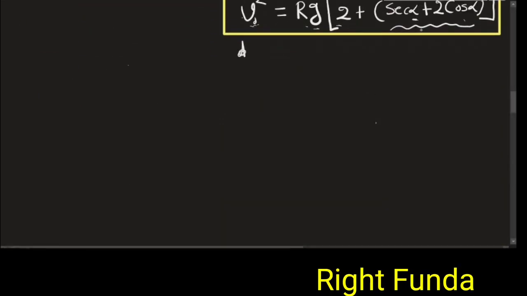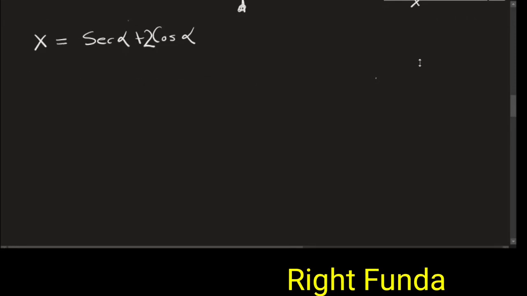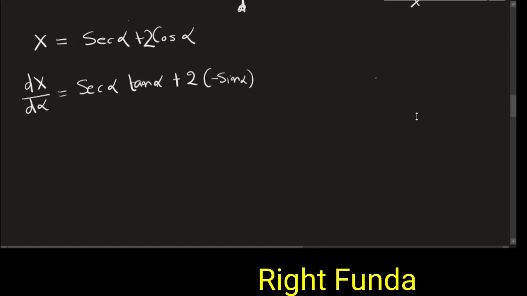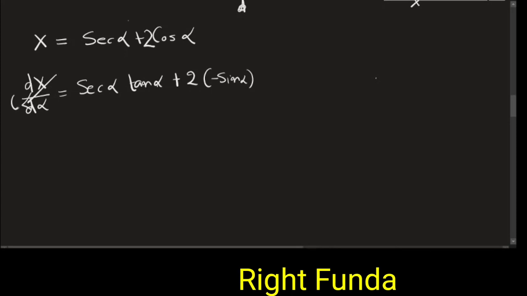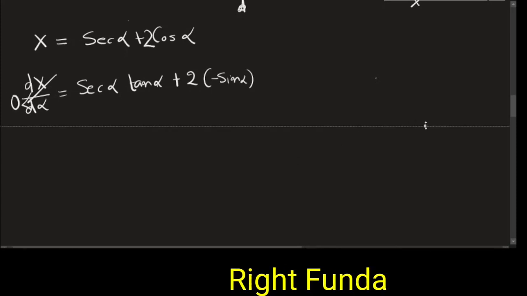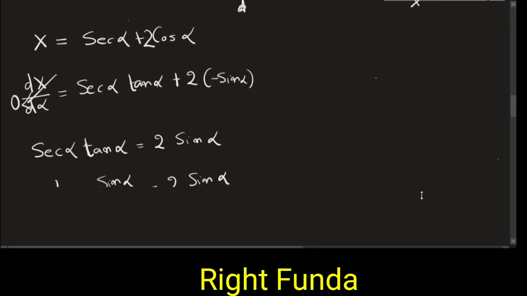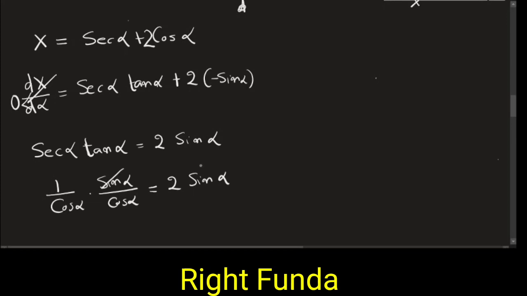Let's take this quantity and call it x. Some name you give. So x is equal to this, and differentiate both sides. dx by d alpha is equal to sec alpha tan alpha plus 2 into minus sin alpha, the differentiation of cos alpha. This I need to make 0. Then the left hand side is sec alpha tan alpha equal to 2 sin alpha. And tan alpha is sin alpha by cos alpha. Then sin alpha and sin alpha get cancelled.